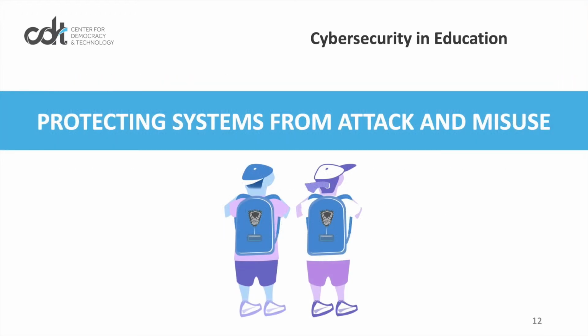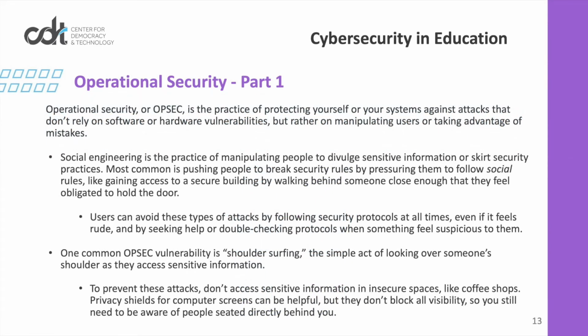In addition to protecting your own account, it's also important to protect the system as a whole. So let's talk about some best practices for that. One important part of protecting systems is through what's called operational security, or OPSEC for short. OPSEC is all the parts of security that don't rely on hacking the system directly, but rather on manipulating the users of the system or taking advantage of their mistakes.